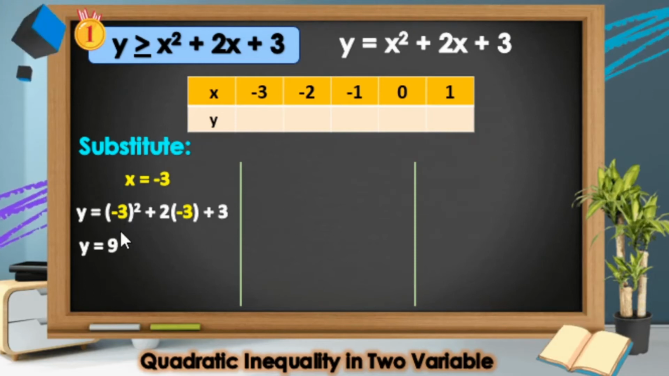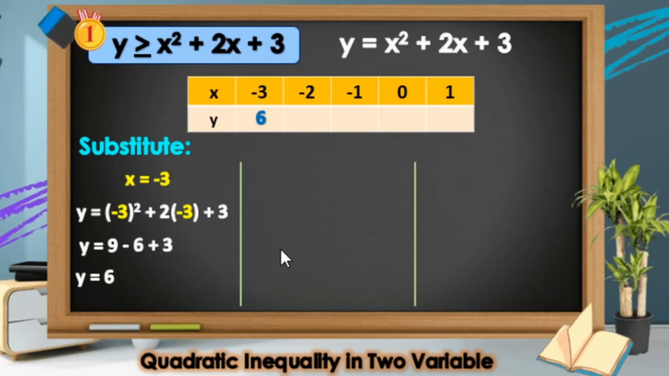Simplify. So negative 3 squared is 9. 2 times negative 3 is negative 6. Then plus 3. So copy yung plus 3. Then 9 minus 6 plus 3 is 6. So therefore, if the value of x is negative 3, the value of y is 6.